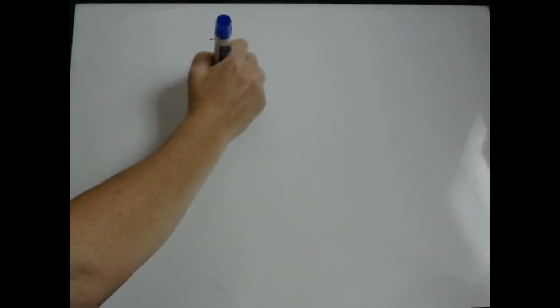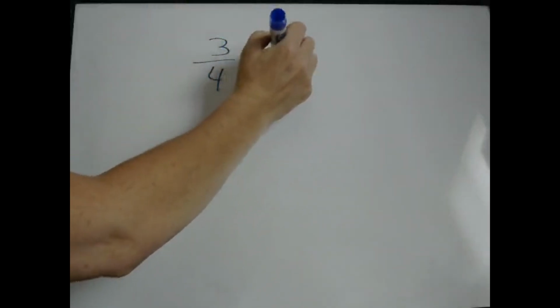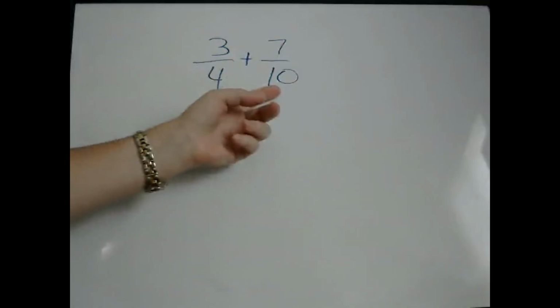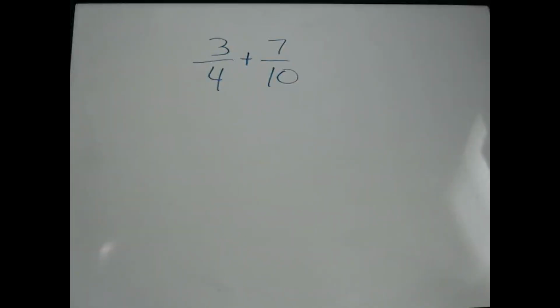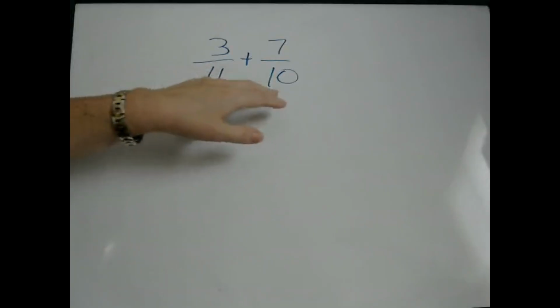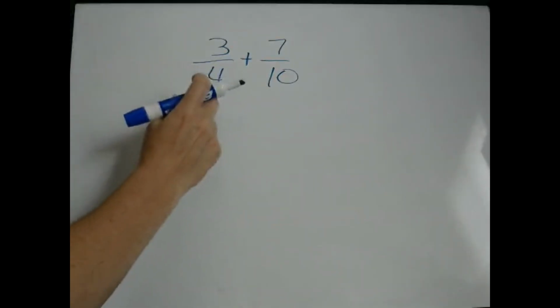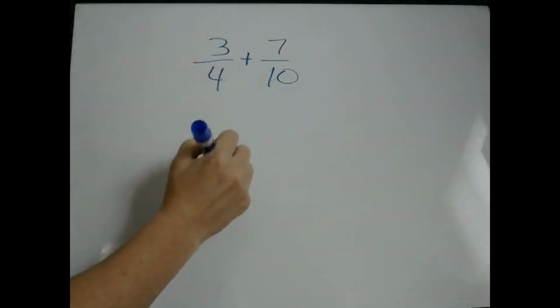So, for example, if we have 3/4 plus 7/10. So the key to this is you have to make the denominator, which is the bottom number in the fraction, the same in order to add. So you need to find a number that both of these can multiply into. Well, the simplest way to do that is simply to multiply them together. So you just do 4 times 10, which is 40.